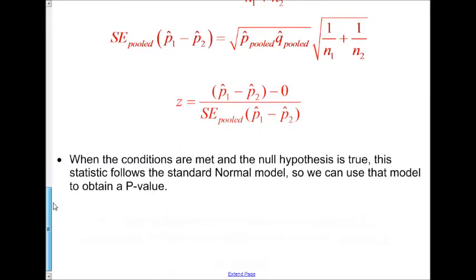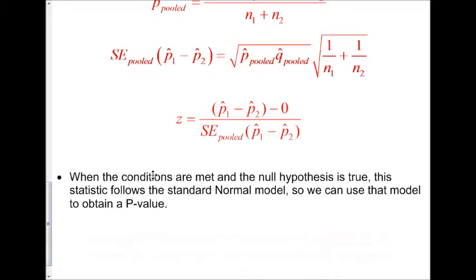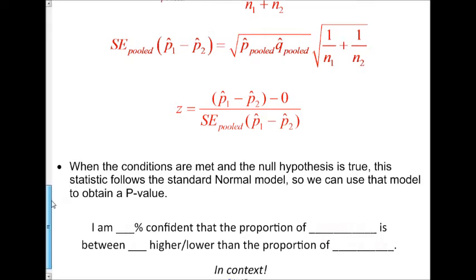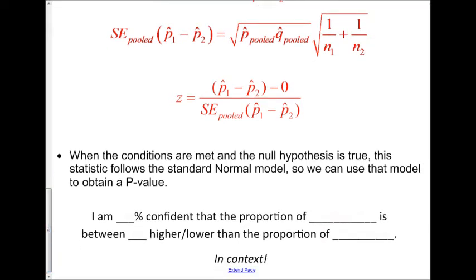So when your conditions are met and your null hypothesis is true, this follows the exact same wording, the exact same usage that we had before. That means if there is no difference between the groups, the likelihood that we saw the outcome that we got is represented by the p-value. And we use the normal model to find that p-value. So we get to finish it up with this statement: I am blank % confident that the proportion of whatever your population is, is between, and this is what you get, higher or lower than the proportion of whatever you started with.